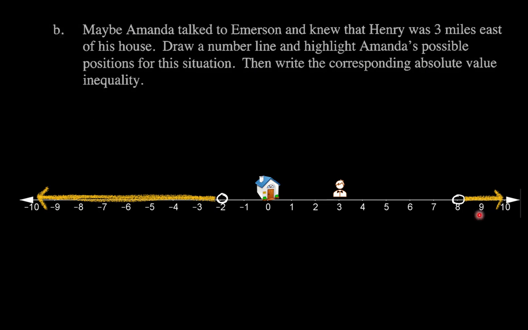So that's where she could be on those places. So any of these values, right, like the 9, the 10, or the 8.5, or the -3, the -8.25, all those values that are more than 5 away from Henry. So the question is, okay, so what's my absolute value inequality? Well, remember the difference between Amanda and Henry. Okay, now Henry's not at 0, right? Henry is now at 3 from his house. So the difference between Amanda and Henry is more than 5. Okay, it's more than 5 away.